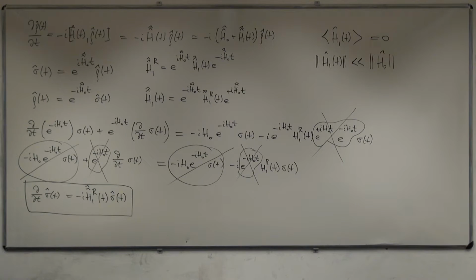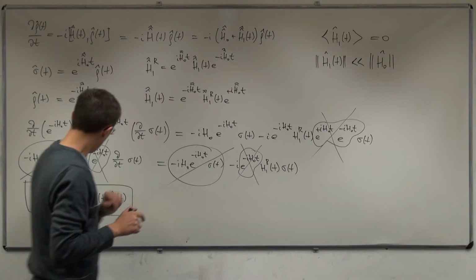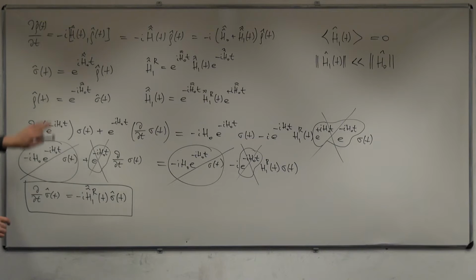Something disappeared. Can anyone tell me what that is? Yep, the H0's gone. So you see, we did the transformation and we only now have H1 explicitly in the equation, and H0 has gone into the definition of sigma of t.